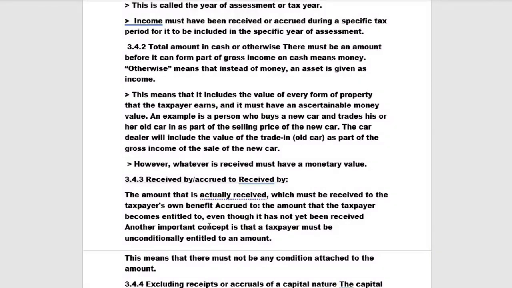That's basically when you attach the monetary value to that specific asset. It has to be received by, or accrued to, the taxpayer. The amount must actually be received, and received for the taxpayer's own benefit, in tax language. Accrued to means the amount that the taxpayer became entitled to, even though it has not yet been received, which leads us to another important concept: a taxpayer must be unconditionally entitled to that amount. So the amount has to be received, or it must be accrued or due to the taxpayer.